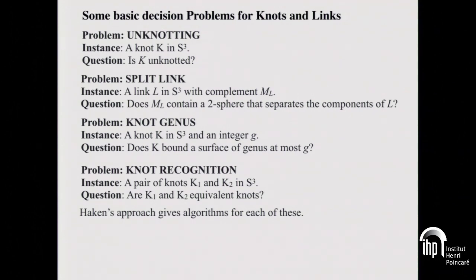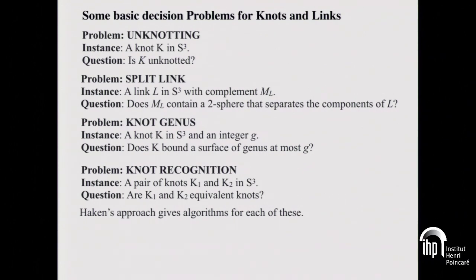So here are some of the basic algorithmic questions that I want to talk about this week. There's the unknotting problem, and for the people who are mathematicians, this is the way that algorithms are often described. There's a problem, which is given a name, which is always in capitals for some reason. And then there's an instance and a question. So an instance is a particular case of the problem you're looking at.